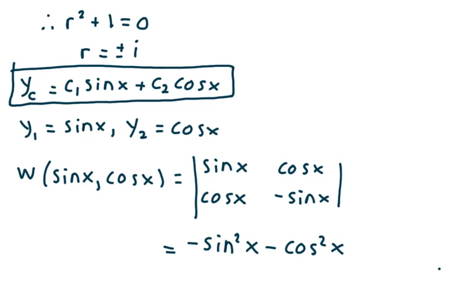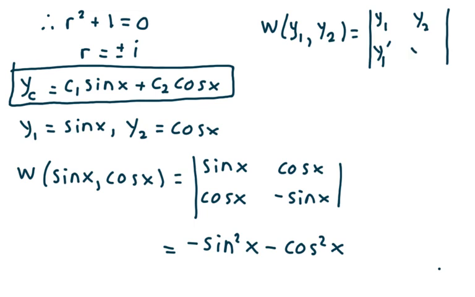So what I'm going to do is let y1 equal sine of x and y2 equal cosine of x. And I want to calculate the Wronskian of y1 and y2. Now I'm going to write up here that the Wronskian of y1 and y2 is the determinant of a 2 by 2 matrix where the first column is y1 and its derivative, and the second column is y2 and its derivative.